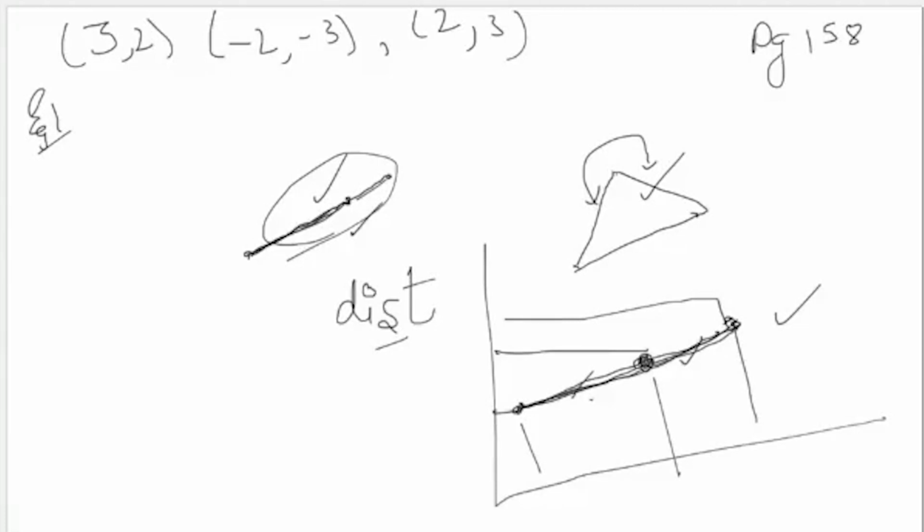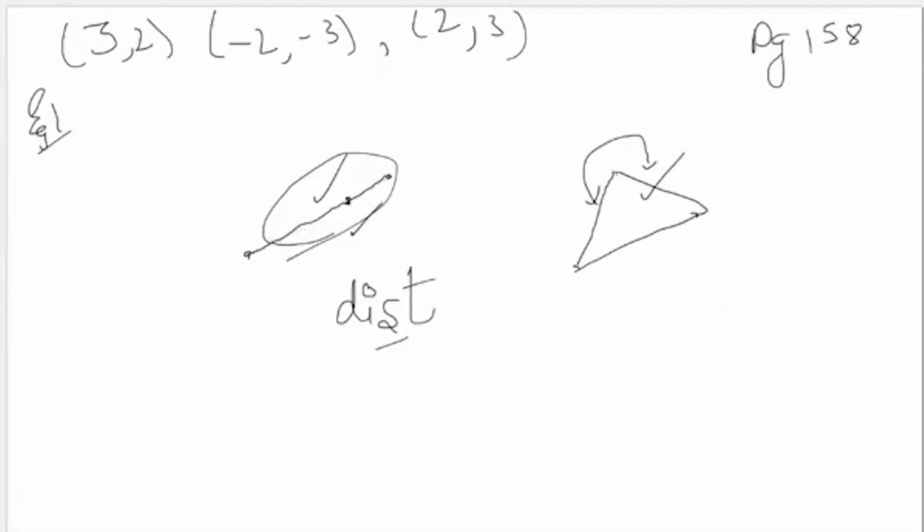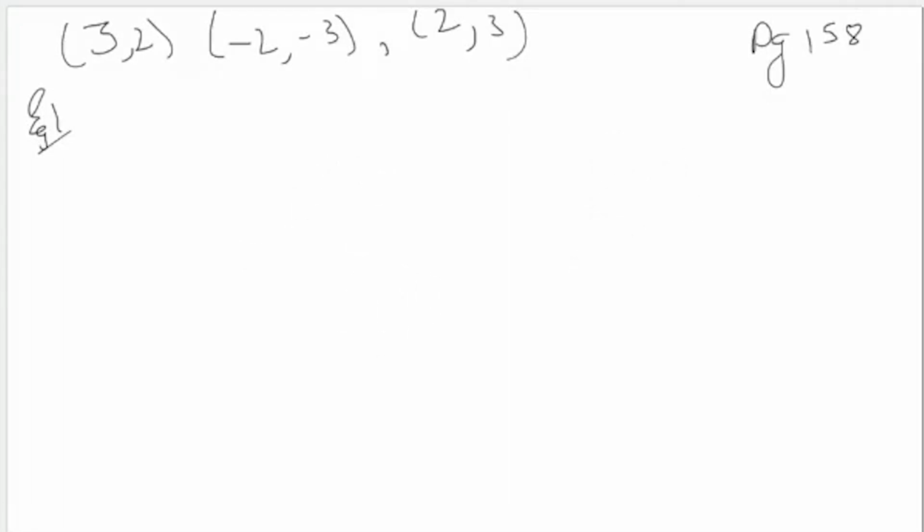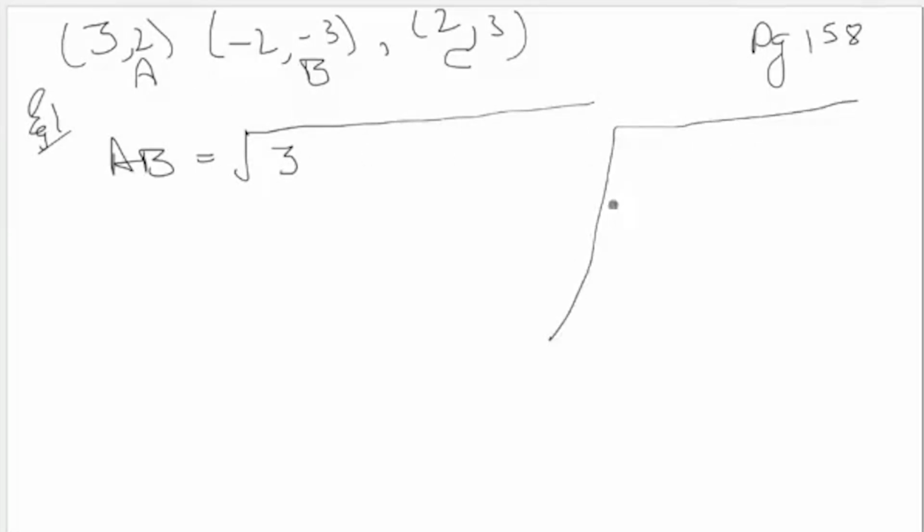So let's try to solve this. Very first, we will give names to these points. Let this be A, this be B, and this be C. First, AB is equal to, with the help of the distance formula. I'll help you in one case. What is the distance formula?